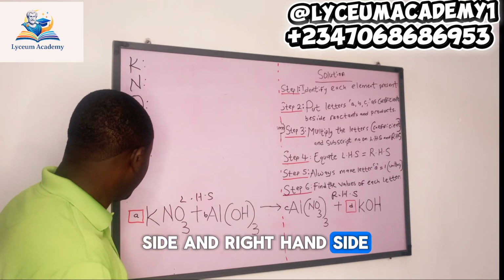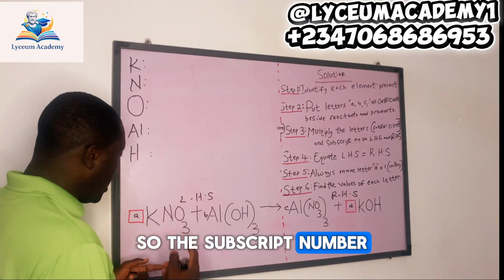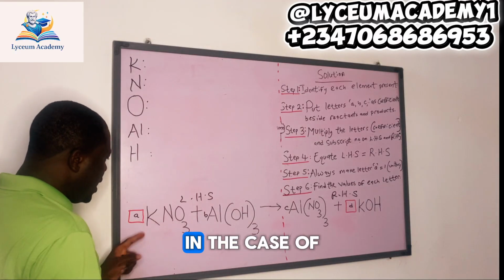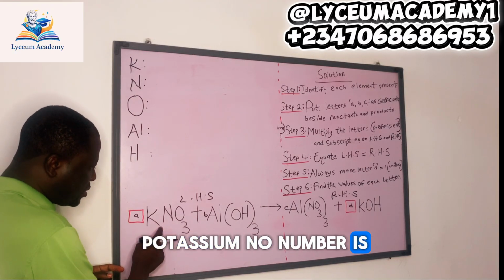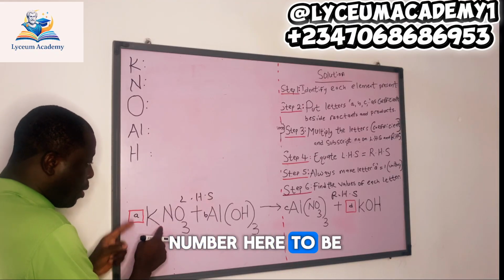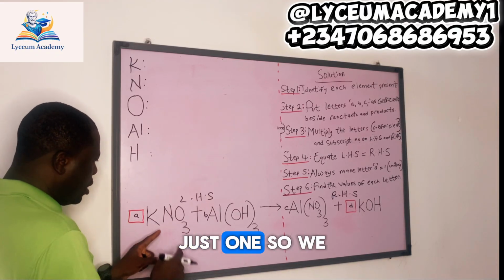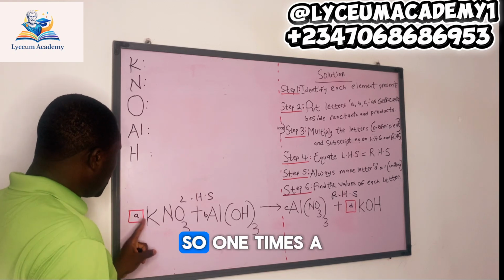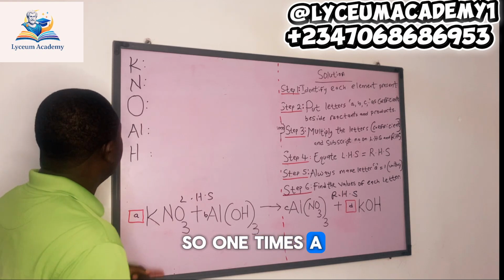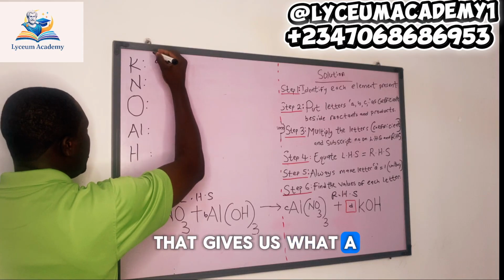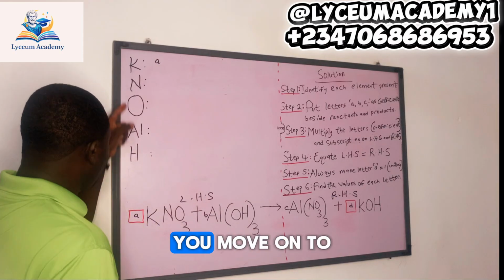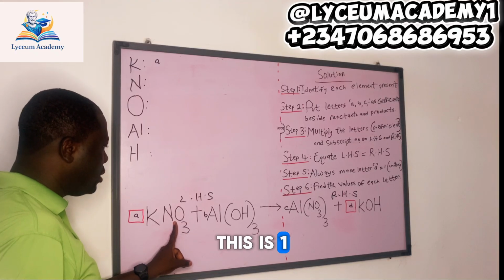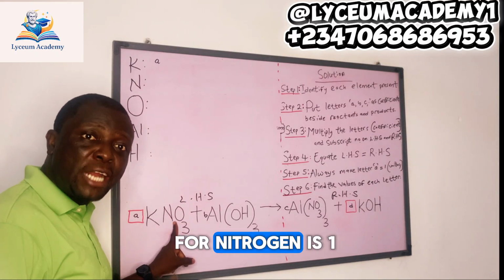Step 3: multiply these letters and the subscript number on the left-hand side and right-hand side. The subscript number is the number that is written at the base. In the case of potassium, no number is written here, so we interpret the number to be 1. Potassium, just 1. So we use this 1 to multiply the A. 1 times A gives A. You write it in front of potassium. You move on to the next element, nitrogen. The subscript number for nitrogen is 1.